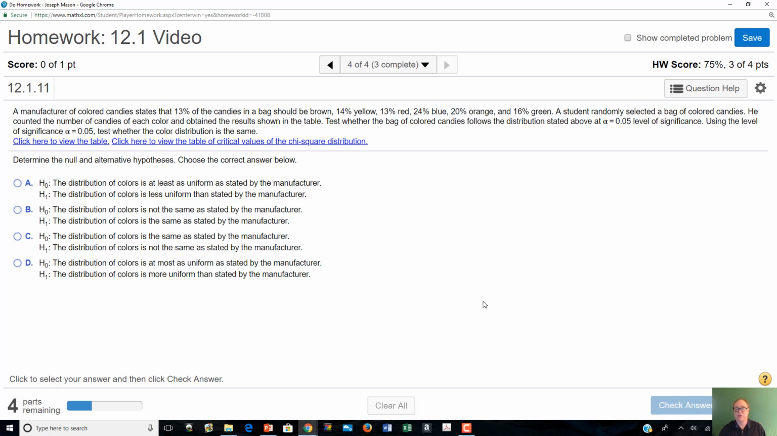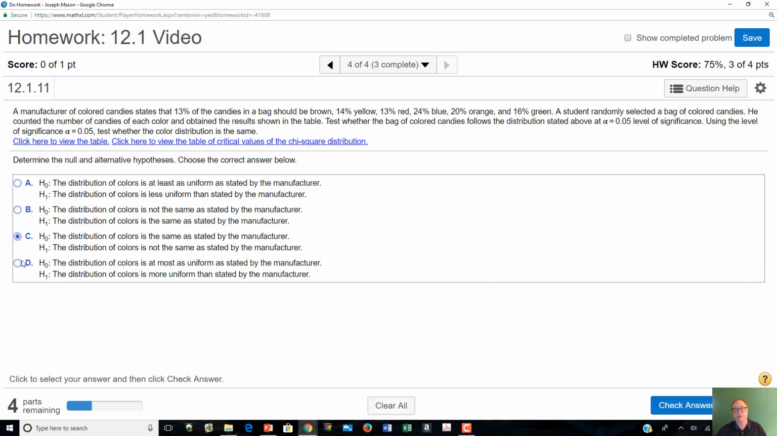So the first thing I want you to do is choose the null and alternate hypothesis. Remember, we first assume that it takes on the original distribution. Then we try to prove it's different. So the null, let's look at this. The distribution of colors is at least as uniform as this? Now, it has to be exactly. The distribution of colors is not this now. The distribution of colors is the same as stated by the manufacturer. So that works. And then what are we trying to prove? The distribution of colors is not the same as stated by the manufacturer. So we're going to go with C this time.